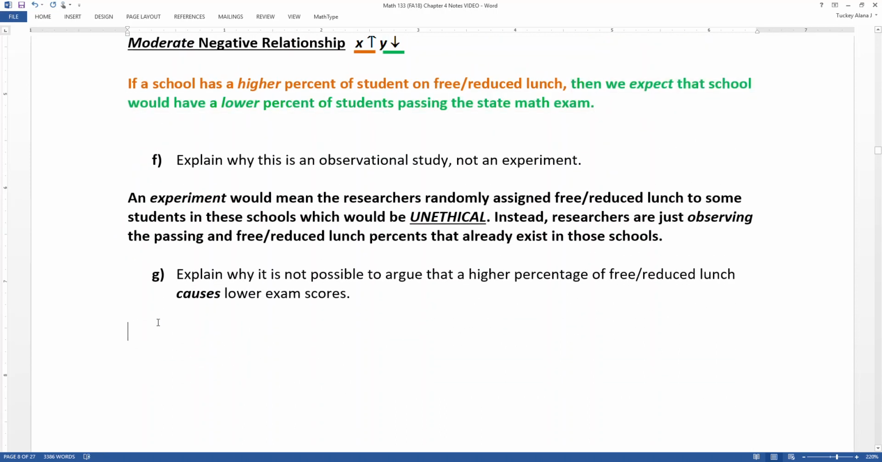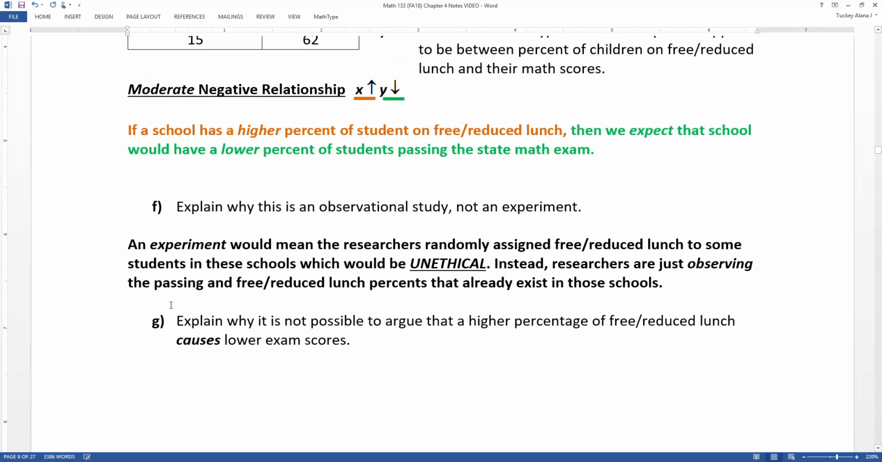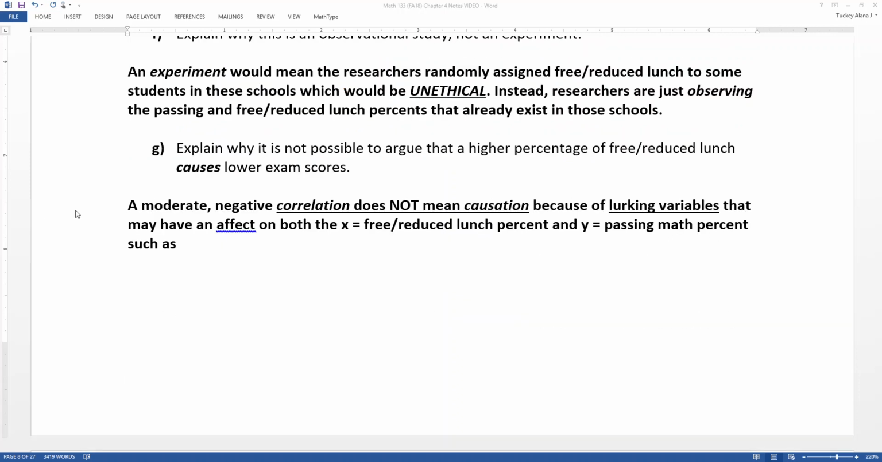Well, why not? There's a lot of reasons, but one of the overarching reasons is basically a lurking variable. There are other things that go on with why some students pass math exams and some students don't, and why some schools are higher and lower, and the free reduced lunch alone doesn't really get at all of that. So let me type that up.